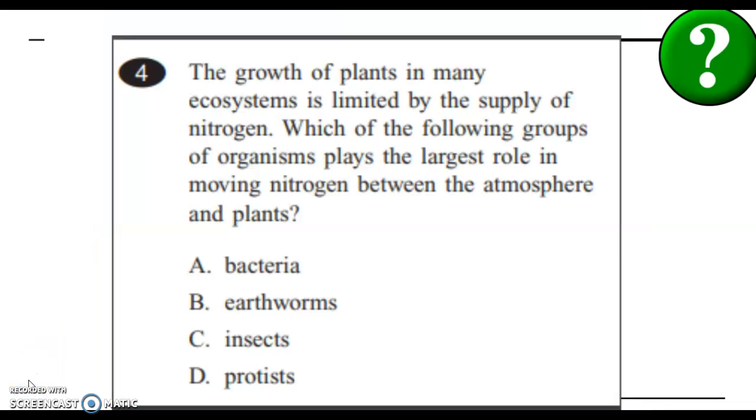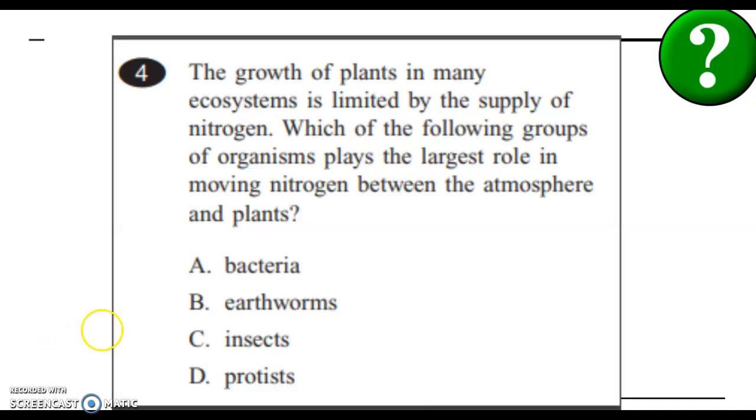Please answer this question in the Edpuzzle pop-up window. The growth of many plants in many ecosystems is limited by the supply of nitrogen. Which of the following groups of organisms plays the largest role in moving nitrogen between the atmosphere and plants? A. Bacteria, B. Earthworms, C. Insects, or D. Protists?